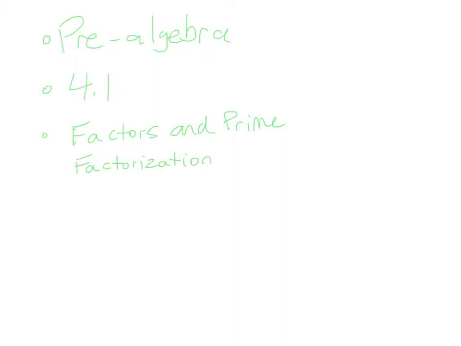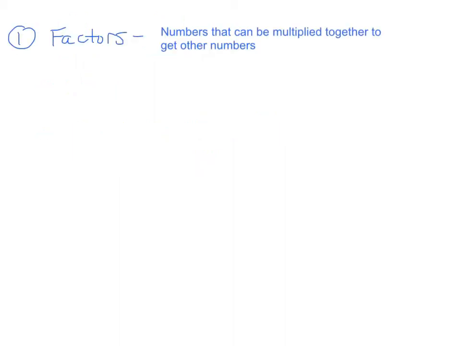I'll show you. Alright, so the first thing we need to talk about is the definition of factors. So what are factors? Well, they're numbers that can be multiplied together to get other numbers, right? So if I took 2 times 7, that would be 14. And so I could ask, what are the factors of 14? Well, 2 and 7 are two of the factors of 14. Now also, what other numbers could you multiply to get 14? Well, you could do 1 and 14. They would still equal 14 if you multiply them together.